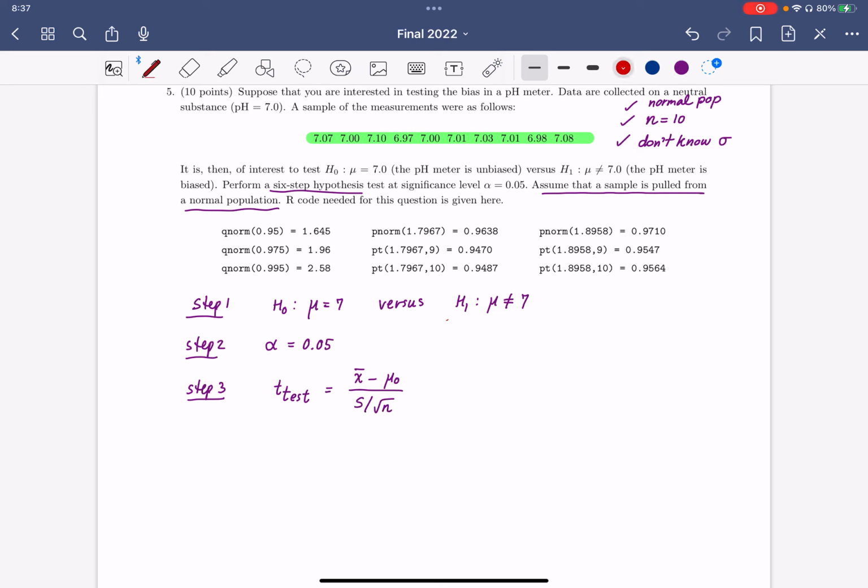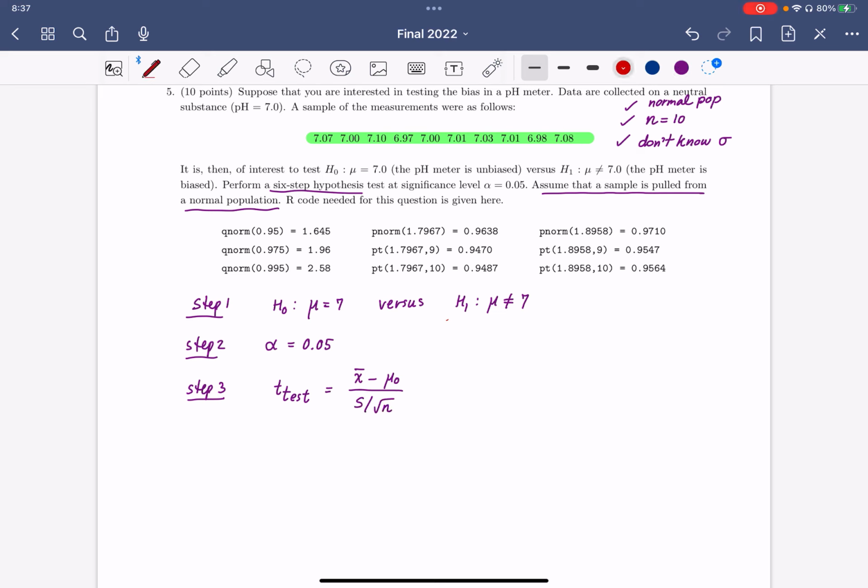And then the next one is you're going to have the S here, which you usually use R for in class, but if you want to compute it by hand, you can do the square root of the sum of xi minus x bar squared over n minus 1. You're going to get S, and this number is 0.044. Right, this is your S.